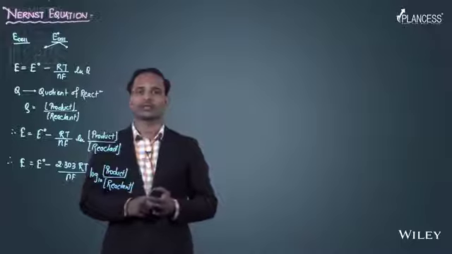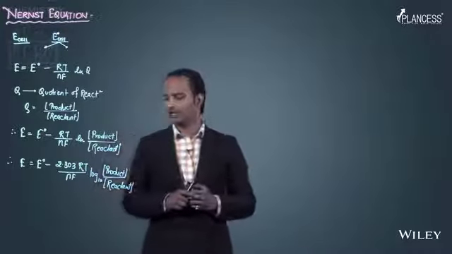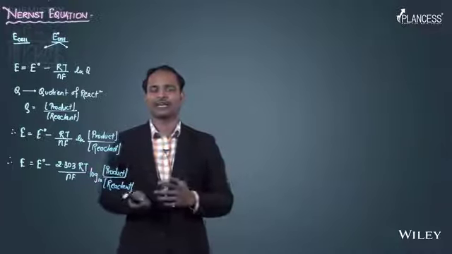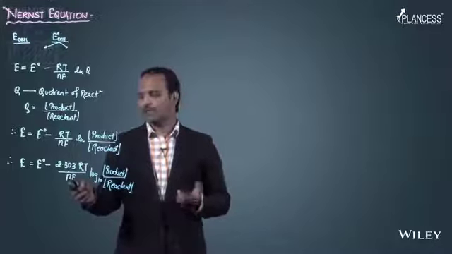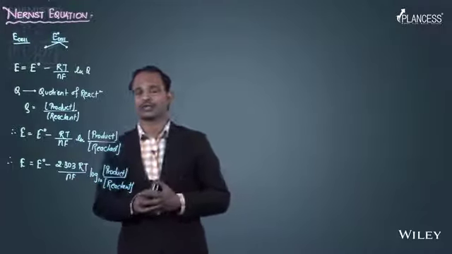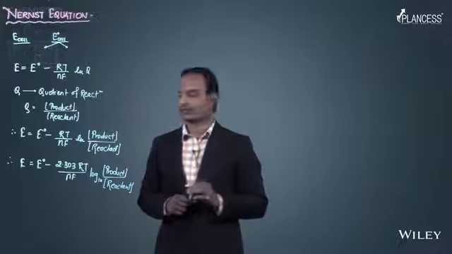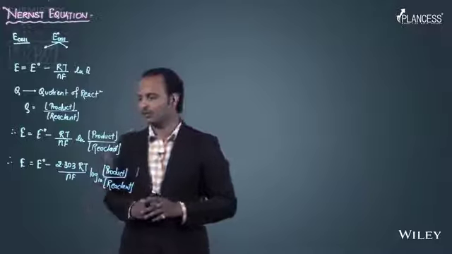N is the number of moles of electrons exchanged during the reaction, because as I said in the beginning, in electrochemistry we consider only redox reactions, where there is a gain and loss of electrons. Whatever number of electrons is gained or lost is always the same. So N is that number of electrons. F is the Faraday of electricity, and 1 Faraday is equal to 96,500 coulomb, that is, the charge on 1 mole of electrons, and then product upon reactant concentration.